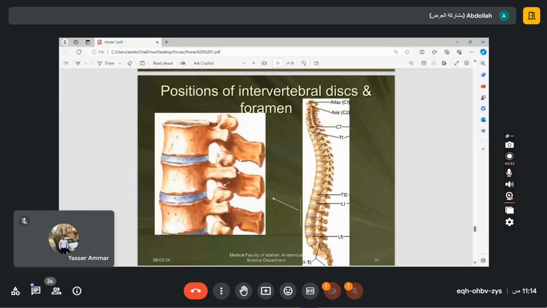Here is the intervertebral foramen. The superior notch and inferior notch of the vertebrae form the intervertebral foramen. This is important. Why? Because the spinal nerve leaves the spinal cord by this foramen. Look at these foramens. All of these foramens are intervertebral foramens.